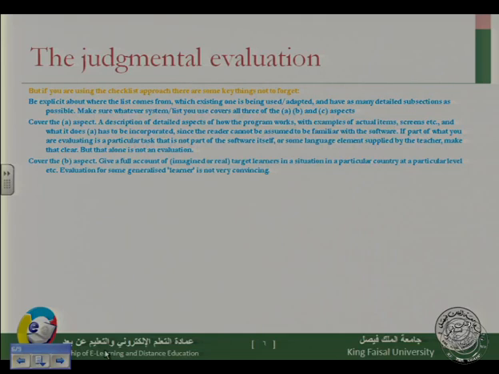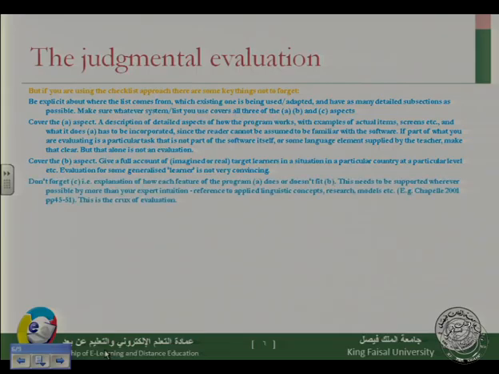Cover the B aspect. Give a full account of imagined or real target learners. Well, either you would say the hypothesized or imagined learners are to be, for example, in grade 3 or 4 in school, or maybe you have real target learners. Mention them in a situation or in a particular country at a particular level. Evaluation for some generalized learner is not very convincing. Don't say, well, I'm evaluating for general learners. No, you need to have specific, either real or imagined learners.